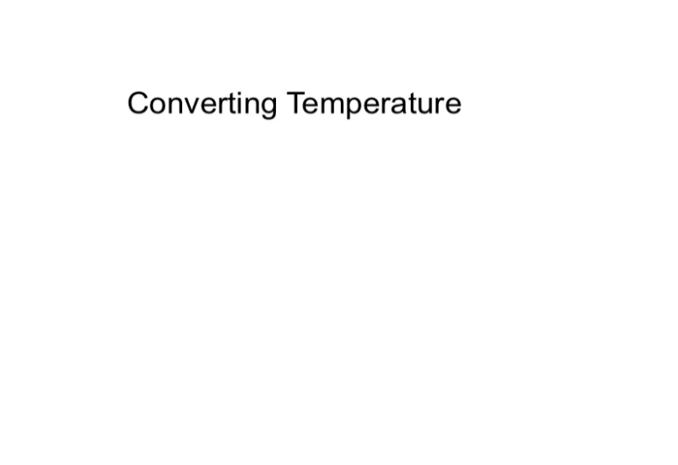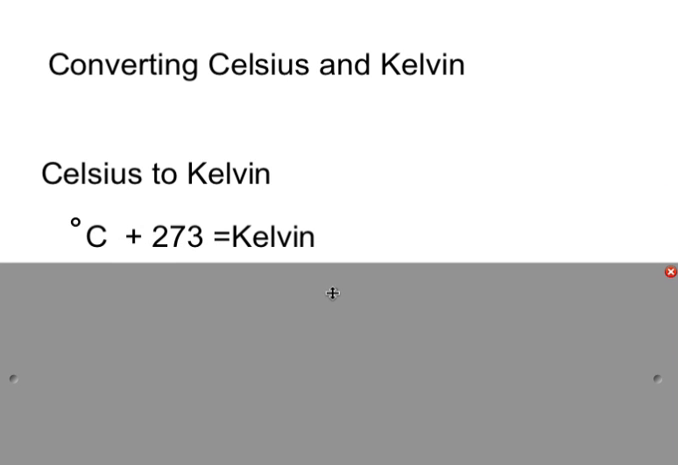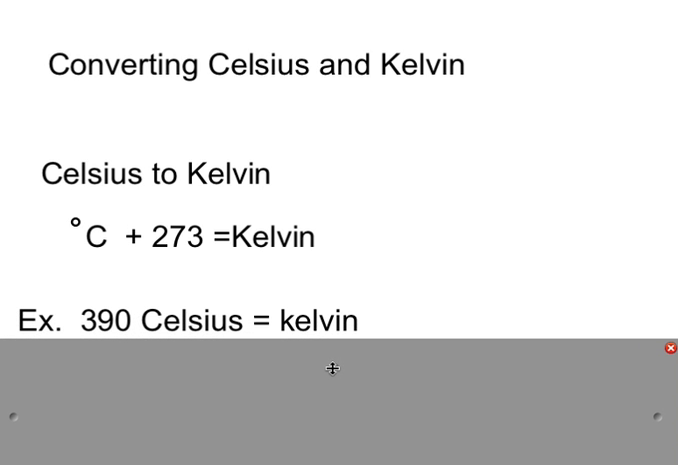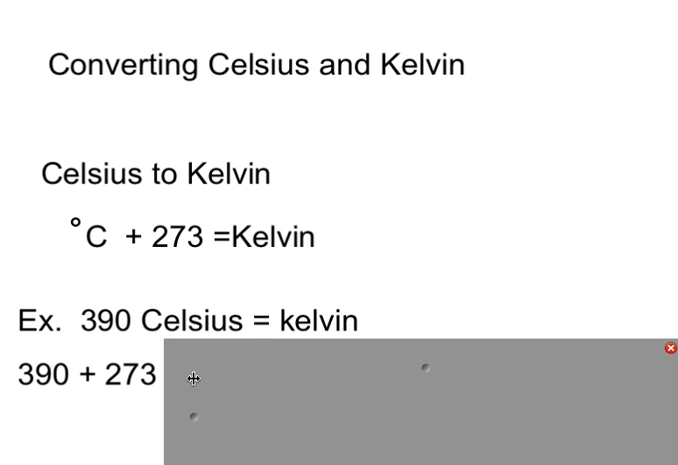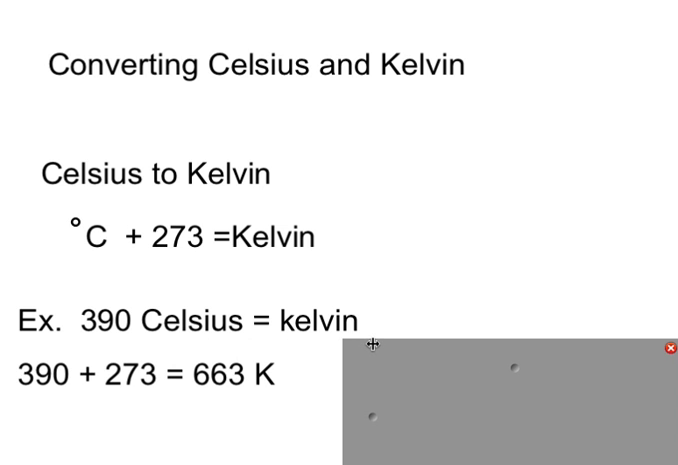Different types of temperature. So the first thing we're going to talk about today is converting Celsius and Kelvin. To convert from Celsius to Kelvin, it's really super easy. All you're going to do is take your starting point, degrees Celsius, and add 273 to it to equal your Kelvin. For example, if I have 390 degrees Celsius, how many Kelvins is that? Well, we take 390 and add 273 to it to give us an answer of 663 Kelvin.